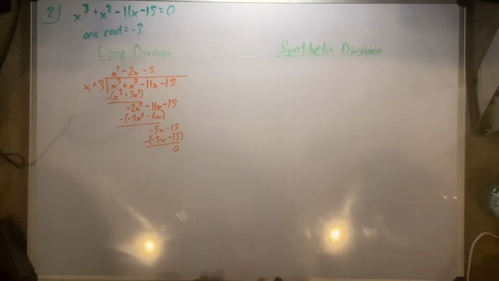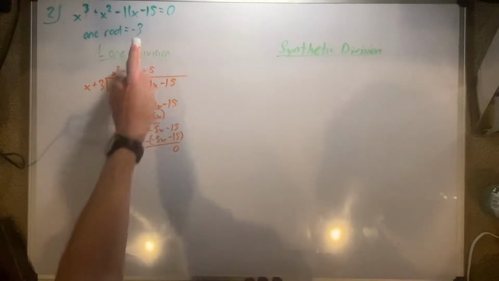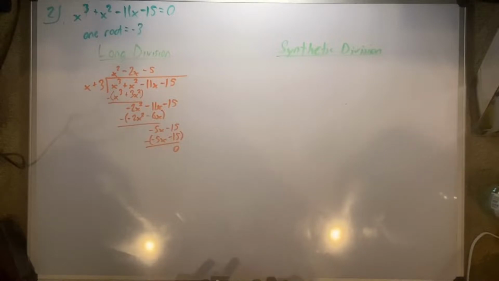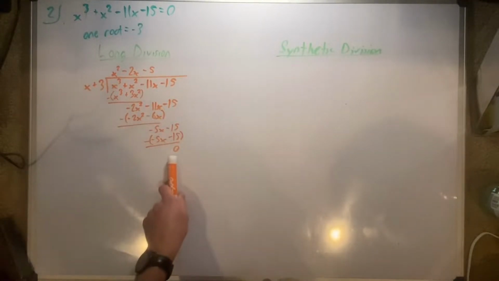Now, we will know that we did our math wrong if we don't get 0 as a remainder here, because it gives us the fact that it's a root of -3. And all roots, when divided into their initial polynomial, will not have a remainder.